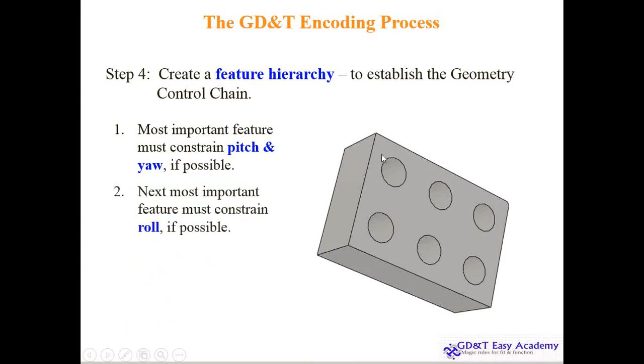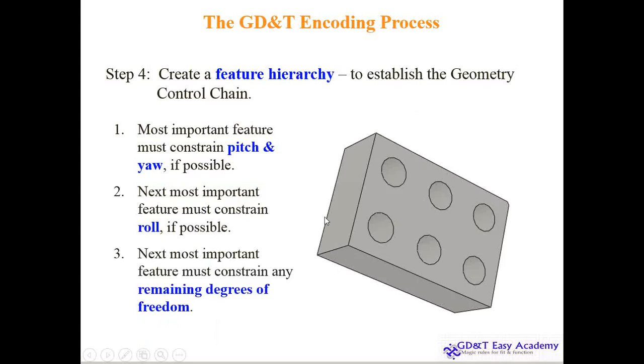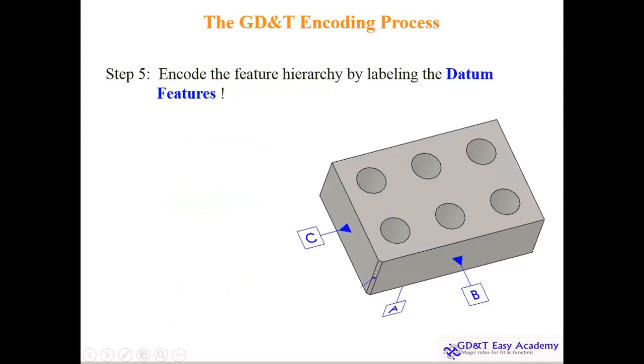So how to do that? The next most important thing is to constrain the roll. So now by fixing another plane, that rolling will be restricted. And again, the remaining degree of freedom will be restricted by the third plane. So how to do that?